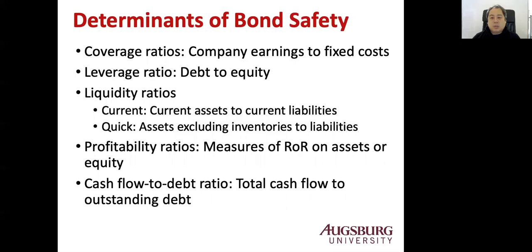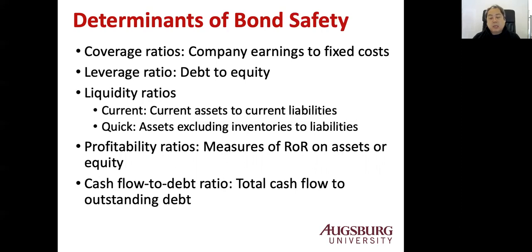The coverage ratio is the ratio of a company's earnings to fixed costs, usually interest. For example, the times interest earned ratio is the ratio of earnings before interest and taxes to interest obligation. The fixed charge coverage ratio includes lease payments and sinking fund payments along with the interest obligation, to arrive at the ratio of earnings to all fixed cash obligations. A lower or falling coverage ratio signals possible cash flow difficulties, right? The leverage ratio is usually the debt to equity ratio. Too high a leverage ratio is dangerous.